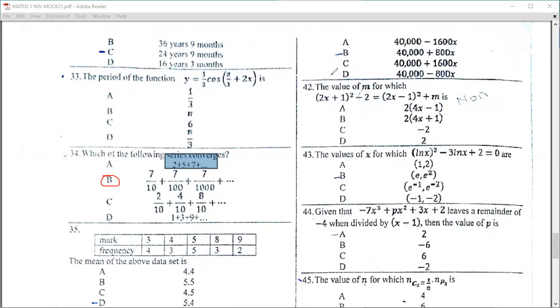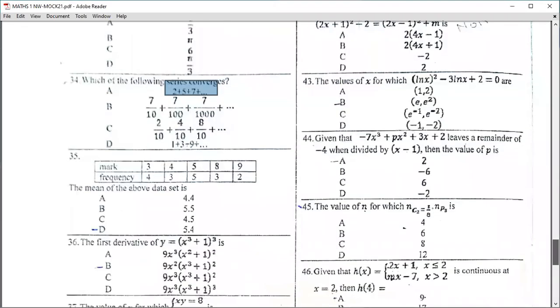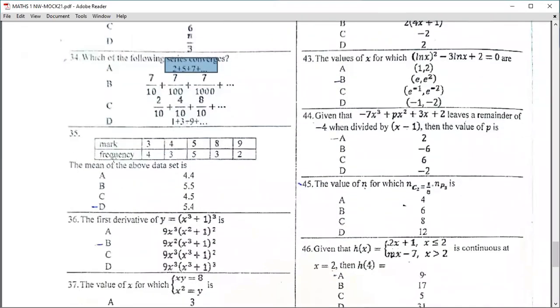Question number 35. Here we have the mean of this data set below, and we need to find the mean. So we have mark and frequency, and how do we find the mean? For data like this, we just have to do the following.